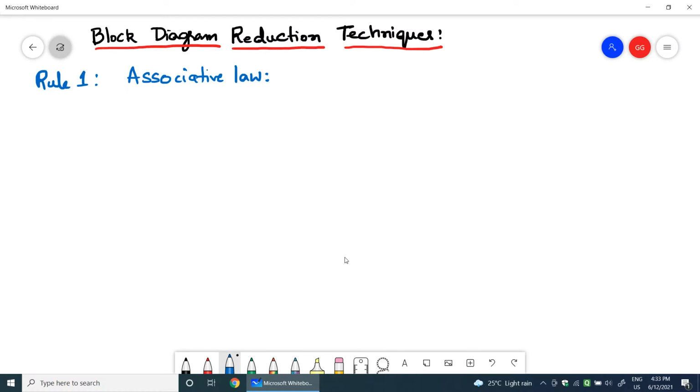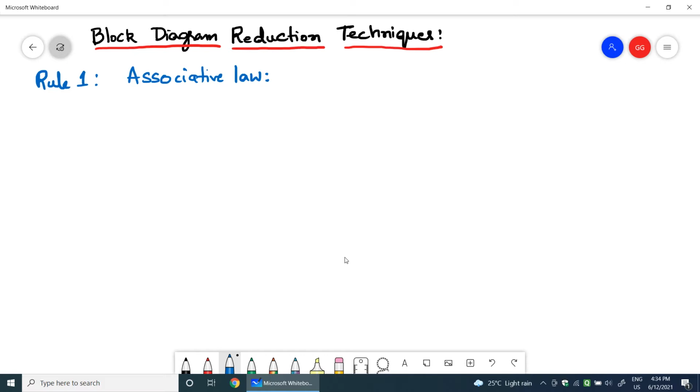We'll see what are the different techniques that are used in reducing the block diagrams. In my previous video you have seen how to write the block diagram for a given electrical network. Now in this video we'll see what are the different block diagram reduction techniques that are available to reduce any given block diagram. So the first rule is the associative law.